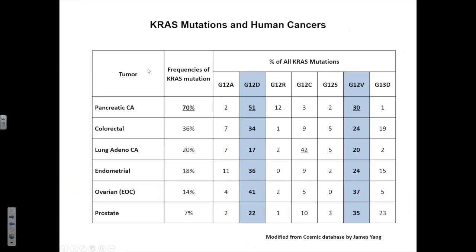KRAS, because it's such a common oncogene, the most common, is present in 70% of pancreatic cancers, 1/3 of colorectal cancers, 20% of lung adenocarcinomas. Our T cell that recognized KRAS appeared to recognize G12D, which is the most common of the variants of KRAS mutations, which tend to occur at this hotspot of amino acid 12.